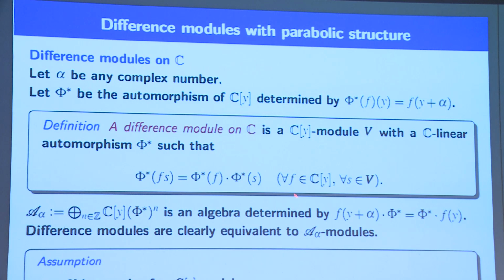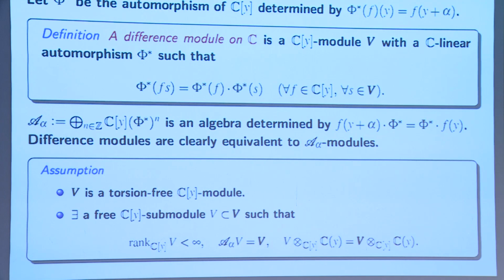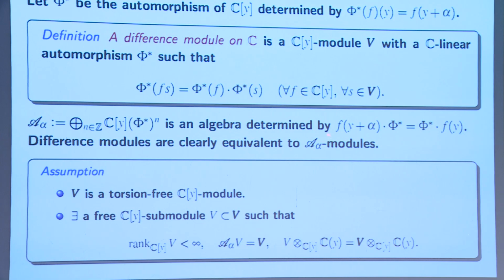So if alpha equals 0, such phi star is just an automorphism of a module over the polynomial ring, so it is a very algebraic object. But if alpha is not 0, it is more complicated and is called difference operators. And clearly, we can regard such a difference module on C as a module over a non-commutative algebra. I mean, we define A alpha as a direct sum of C[y] phi star n. Then this is naturally an algebra by this commutation relation. Then clearly, difference modules are equivalent to modules over these algebras.